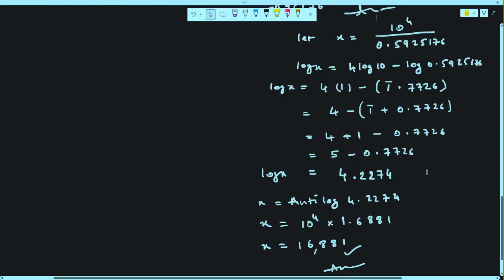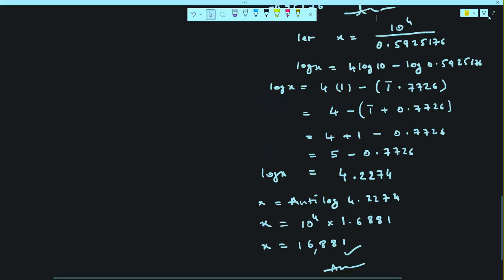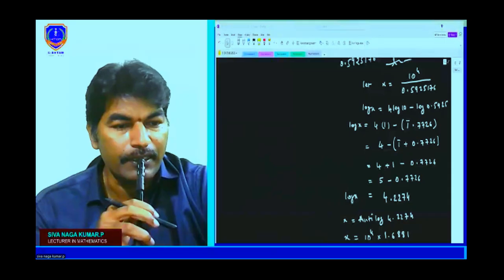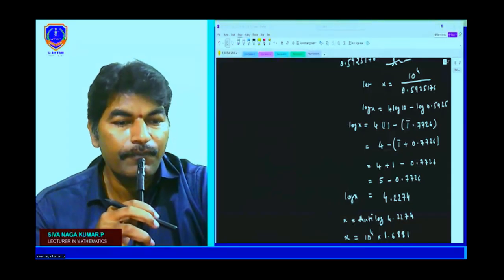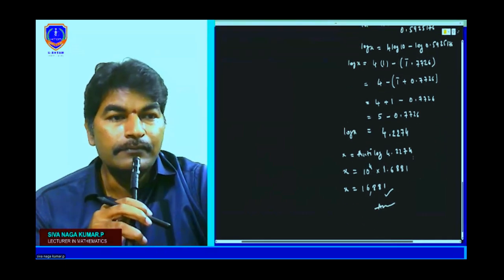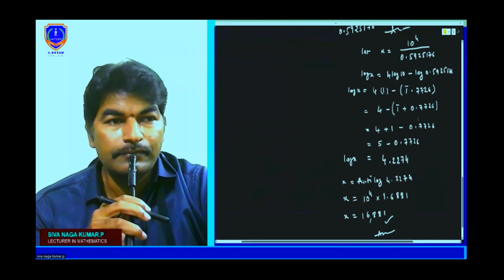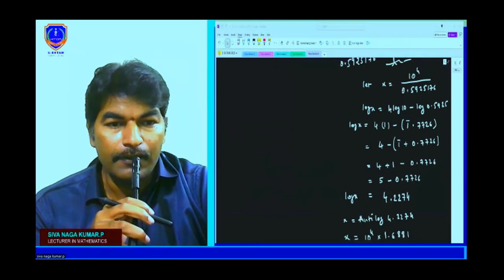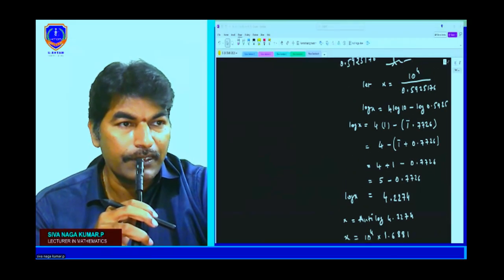Check the answer. Is it correct? Okay, a difference of 10 rupees up to 100 rupees will be acceptable, no issue. It will be acceptable, no issue in that. Okay, fine. Understood? Now, we will see the next question in the textbook.